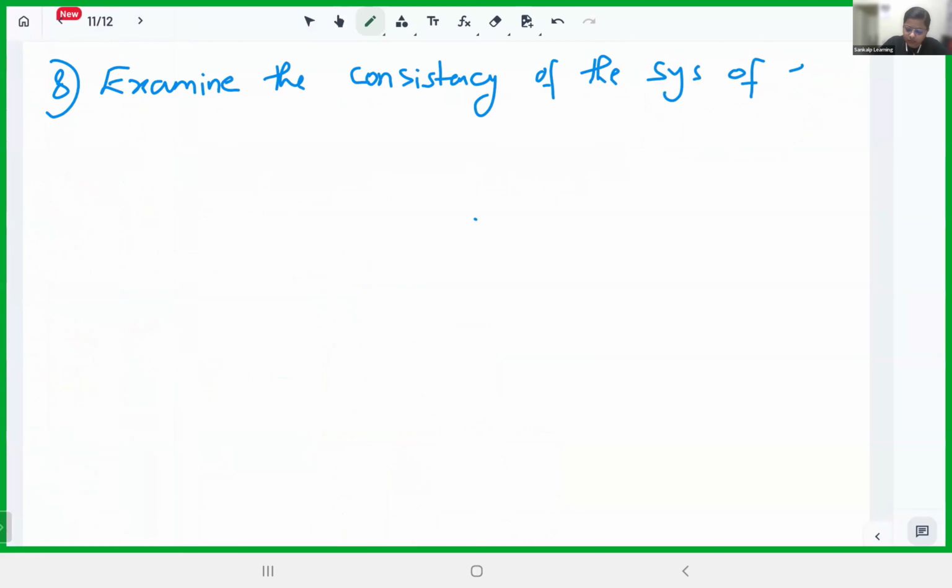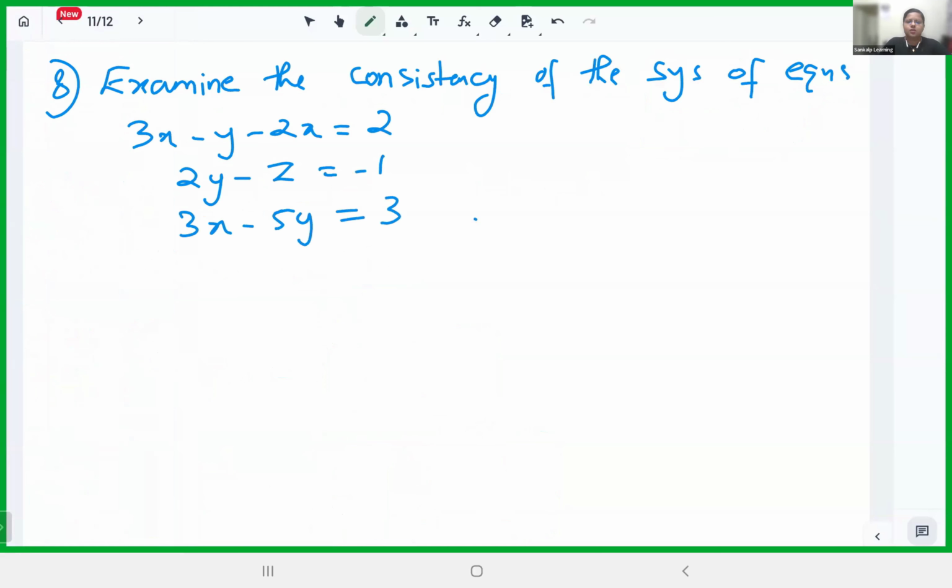Next, eighth question: examine the consistency of the system of equations. 3x minus y minus 2z equal to 2, 2y minus z equal to minus 1, 3x minus 5y equal to 3. So these are the system of equations. You have to check the consistency of the given equations.